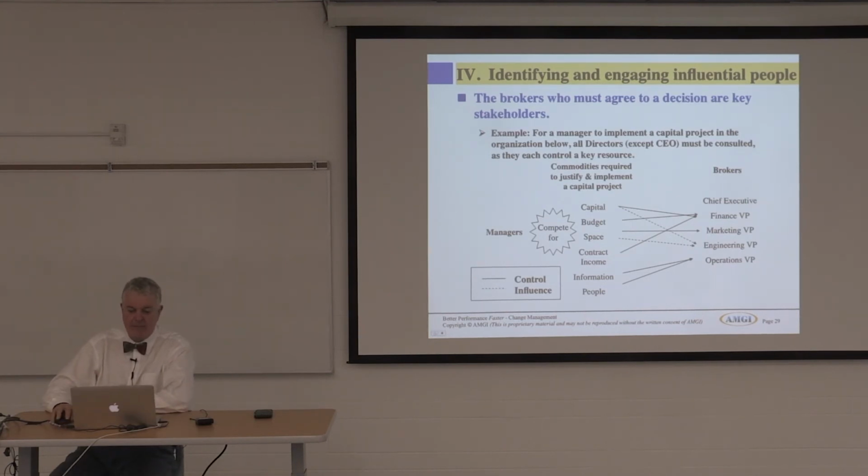For a manager to implement a capital project in the organization below, all directors except the chief executive must be consulted as they control a key resource. Commodities required to justify and implement a capital project: capital, budget, space, contract income, information, and people. This is the control and this is the influence. So these are the brokers: chief executive, VP finance, VP marketing, VP engineering. The capital here, the finance has the biggest influence. The budget, the VP finance has the biggest influence. Information and people issues, the VP operations has big influence.